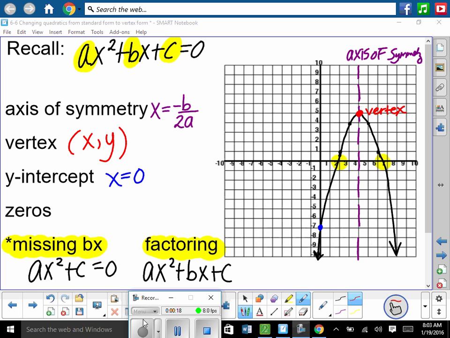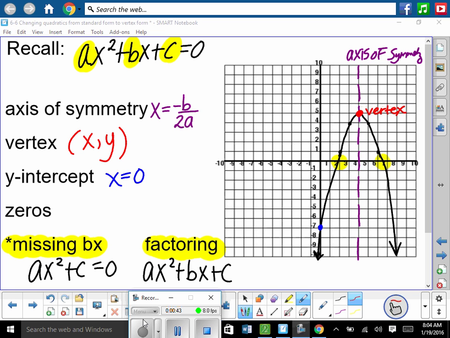We know how to find the axis of symmetry. It's x is equal to negative b over 2a, or I like to say x is equal to opposite of b over 2a. You have a dotted line at your axis of symmetry, at that x value. Then to find the vertex, you'll use that axis of symmetry x value, plug it into your function to find your y value at your axis of symmetry. So you plug it in, you'll get some value for y, that's your vertex.